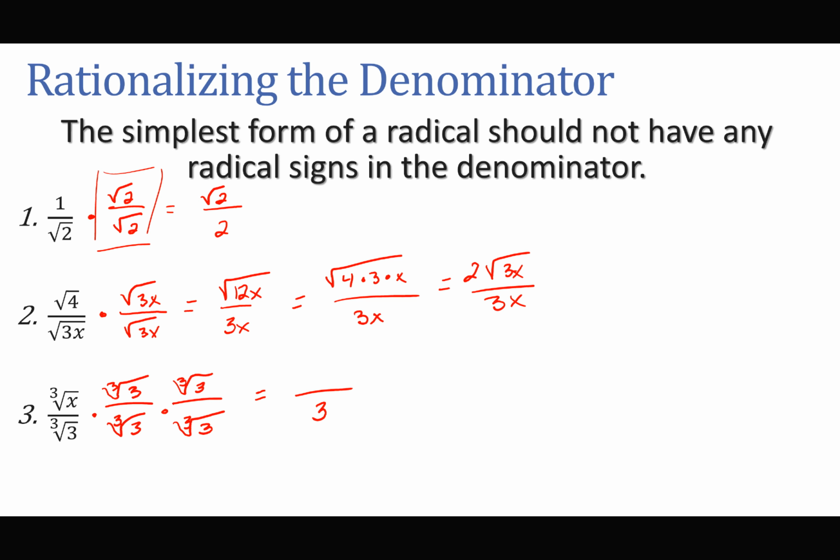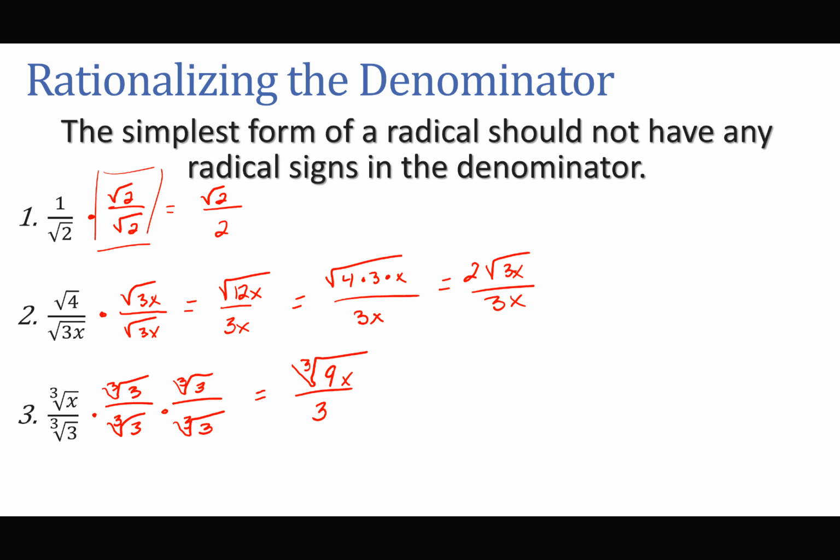My index and my exponent match. Boom. All I'm left with is 3. But now on the top, I have the cube root of x times 3 times 3. So this is 9x. And this is as far as I can go. 9 is not a perfect cube. It's not the product of a number and a perfect cube. So this is as far as I can go.